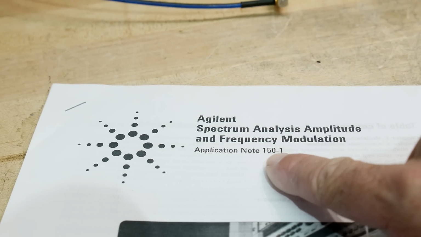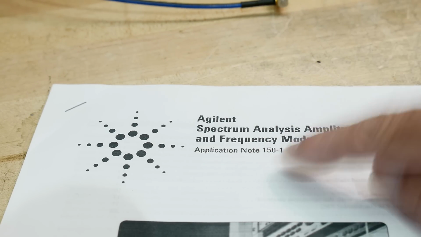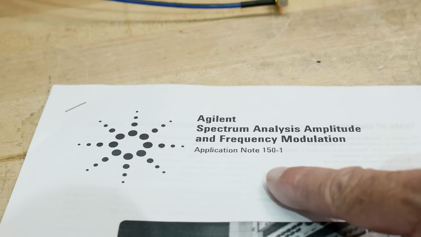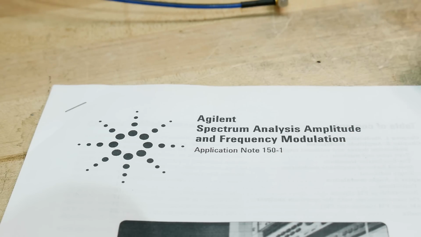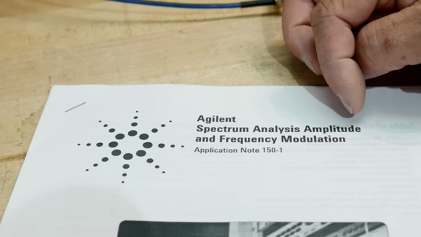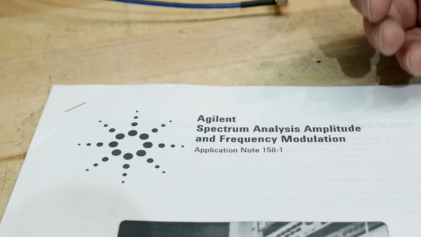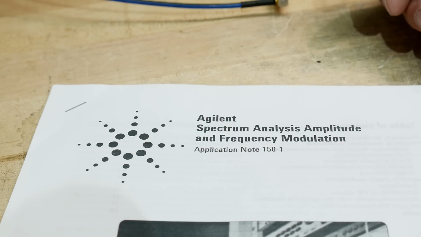Application note 150-1. You can find it online. I'll see if I can remember to put a link down below. But if you search on 150-1, you should be able to find this. It goes through using your spectrum analyzer to look at amplitude and frequency modulation, and it gives a bunch of equations and different ways to set up your spectrum analyzer.